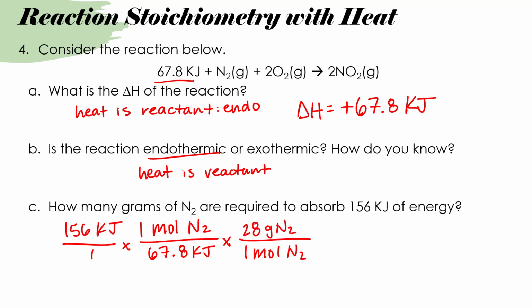Nitrogen has a molar mass of 14, so N2 will have a molar mass of 28. To solve this, I need to do 156 divided by 67.8, and then multiply that answer by the 28 grams. When I solve here, I get 64.4 grams of N2.